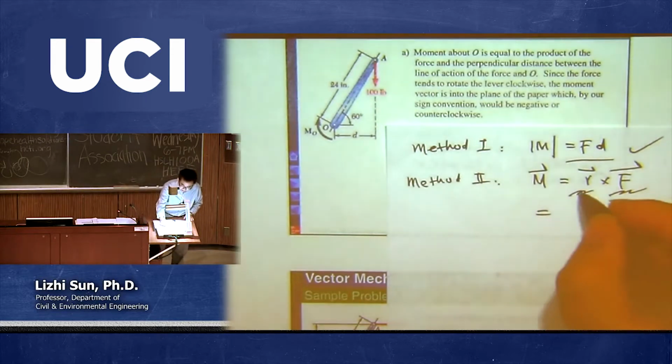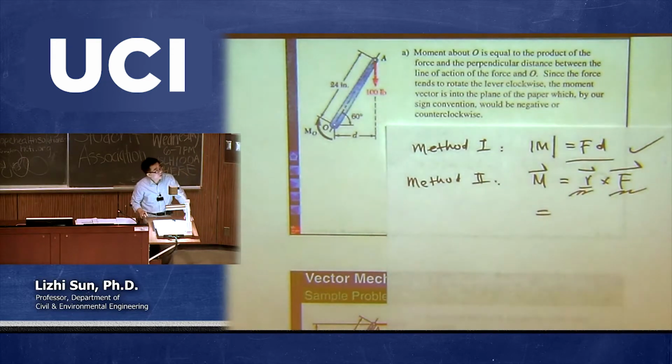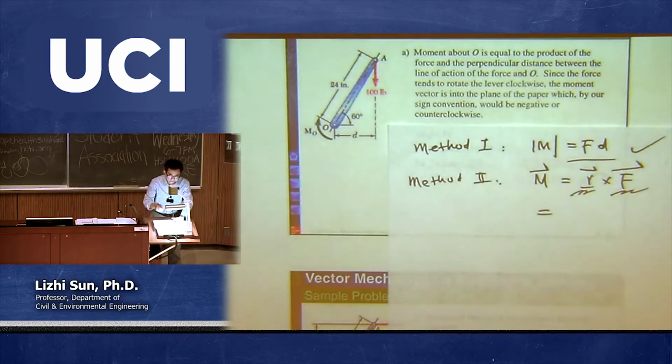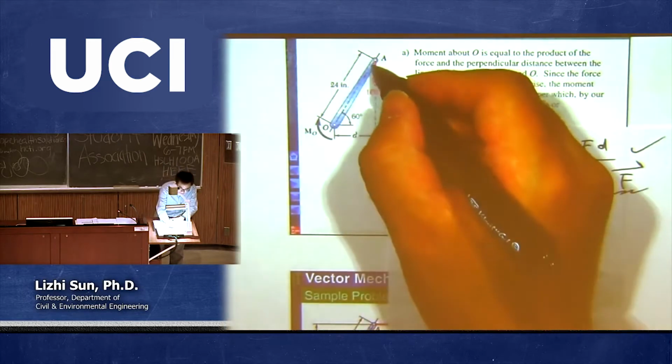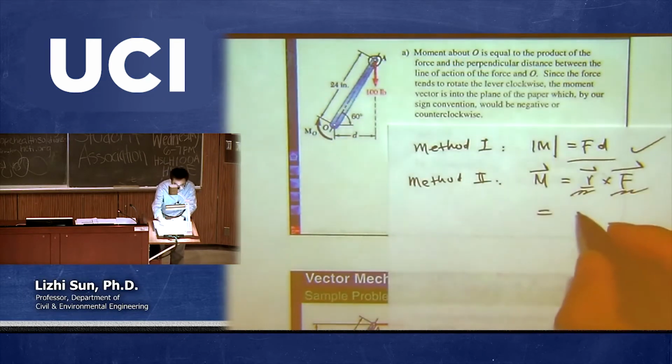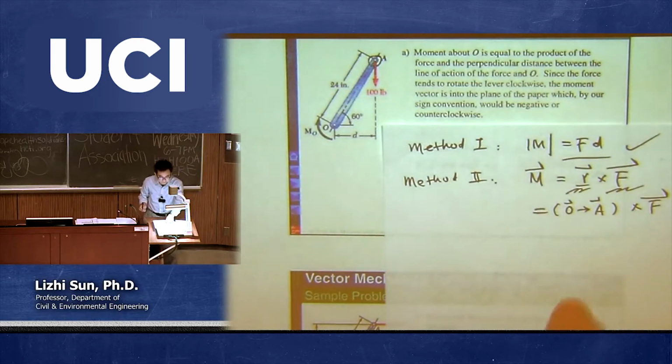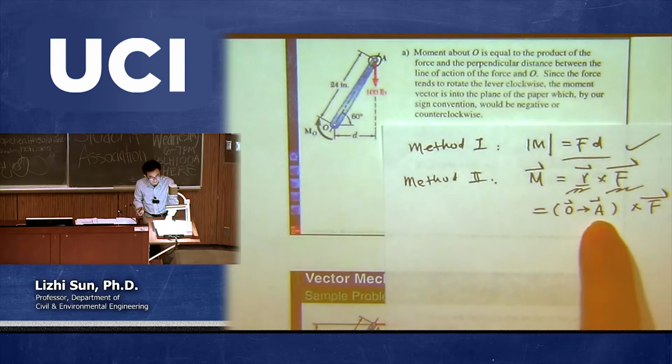So the first question is, what is R? R is a distance vector from the point you want to calculate the moment, that's point O, to the point the force is applied on, that's this point. So this R is basically from the one point to the other point. And then cross F.